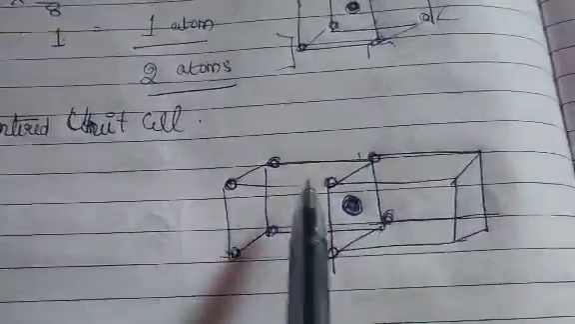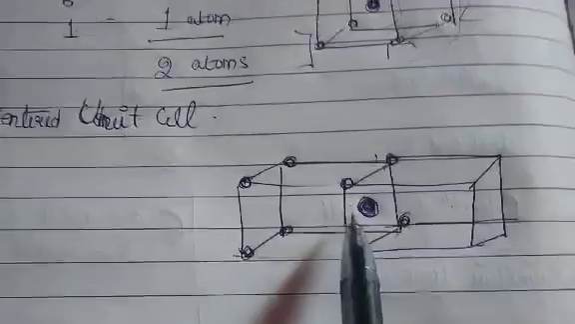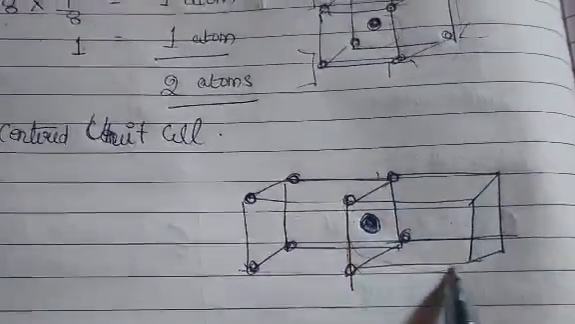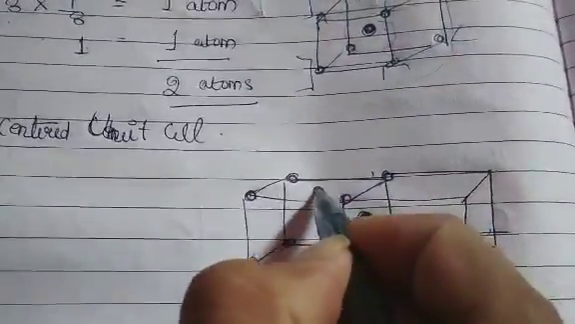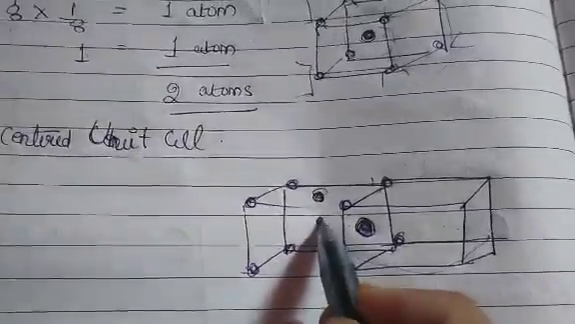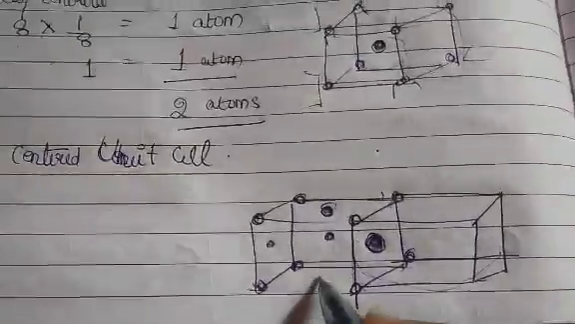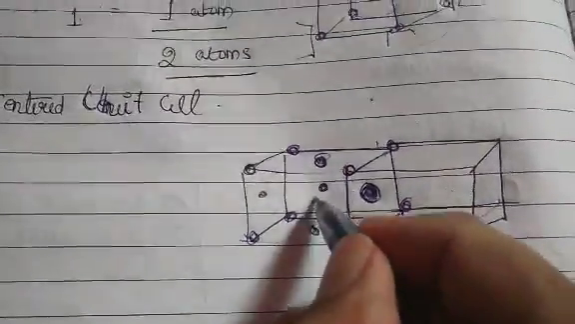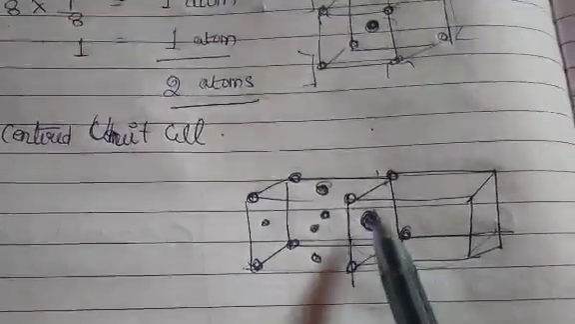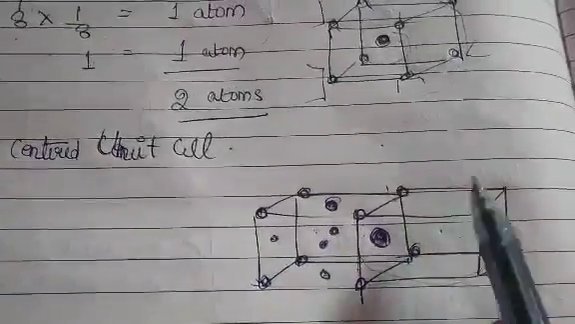Able to see that the face atom is only attached to one more unit cell. That is, this atom is attached to this unit cell and also to this unit cell. Similarly, if I consider one more unit cell at the top, and one more unit cell at the back side, here one more unit cell, here one more, and over here one more. That means each face atom is in turn attached to this unit cell and that unit cell. That is 1 by 2.